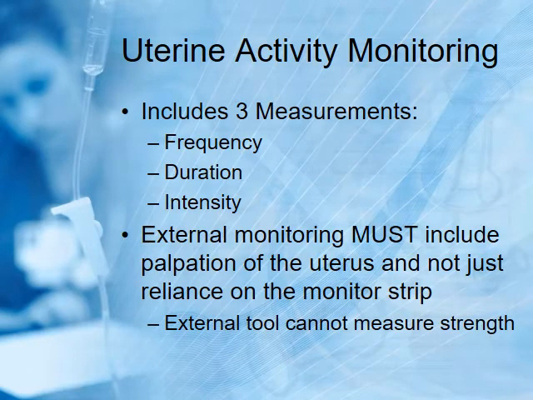It consists of 3 measurements: the frequency of the contractions, the duration, how long the contractions are lasting, and intensity, how strong each contraction is. External monitoring must include palpation of the uterus and not just reliance on the monitor strip, because that external tool cannot measure strength. And here's one of my drawings again.